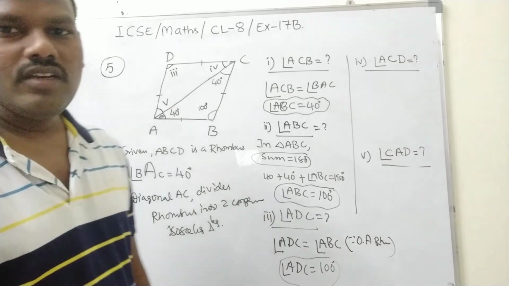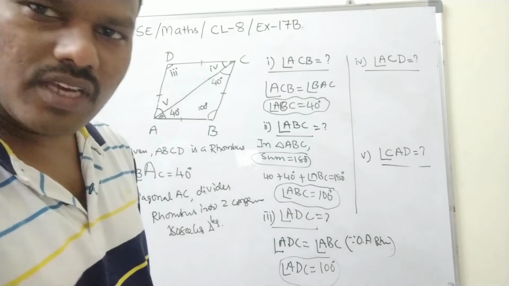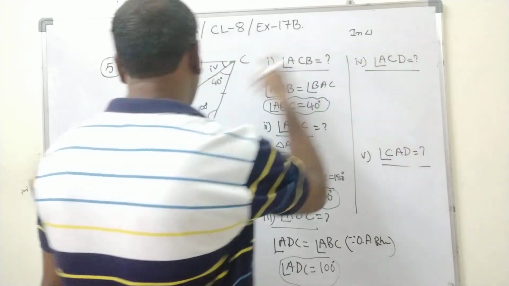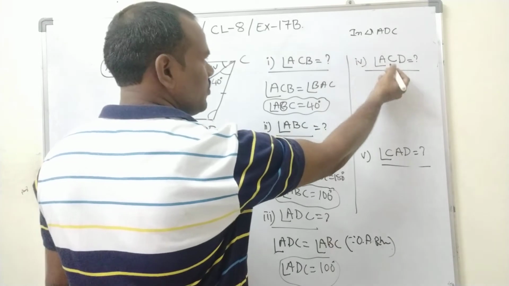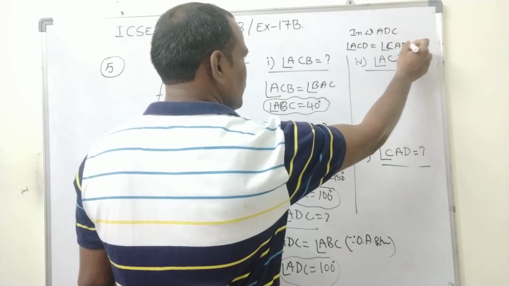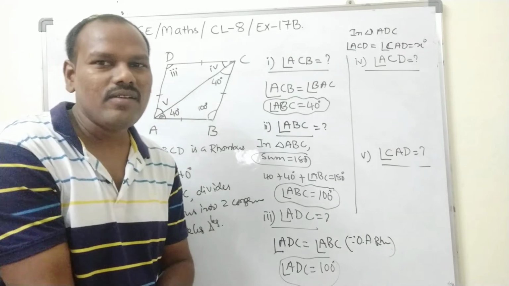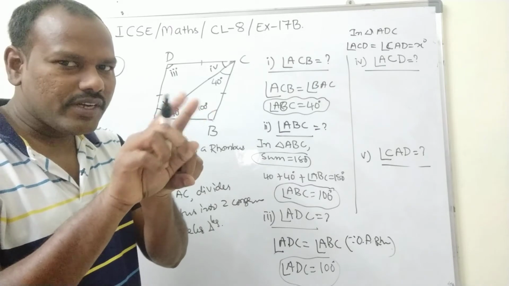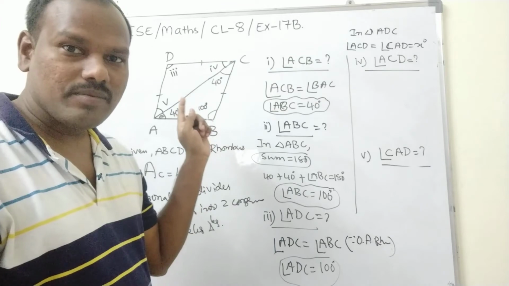Finished. Okay, the remaining two angles we will see. The remaining angles we are going to calculate in triangle ADC. Angle ACD is equal to angle CAD, equal to x degrees, because these two angles are equal. Actually, AC is called the angular bisector, because it bisects angle A, splitting it into two equal halves. That is called angular bisector, not that diagonals bisect each other.